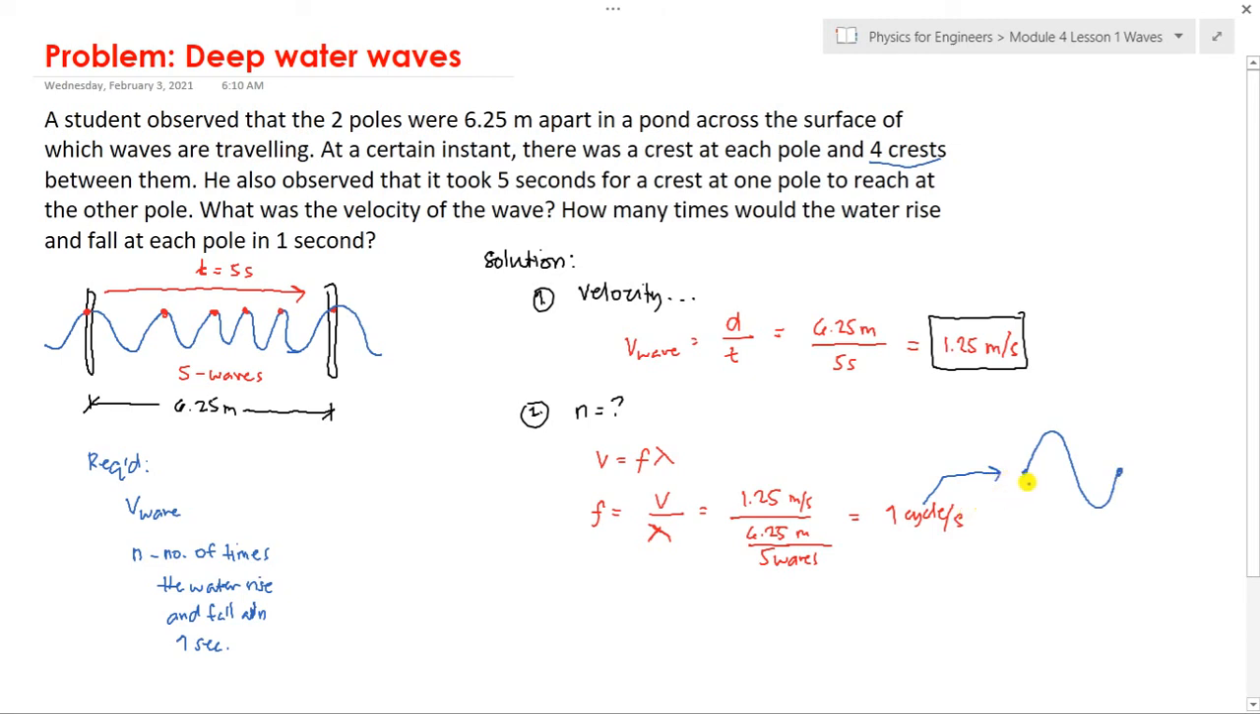This is the visualization of the frequency. Kung you have 2 cycles, meaning sa usa ka second, ikaduha na siya mo-rise o mo-fall. So therefore the answer here is only once.